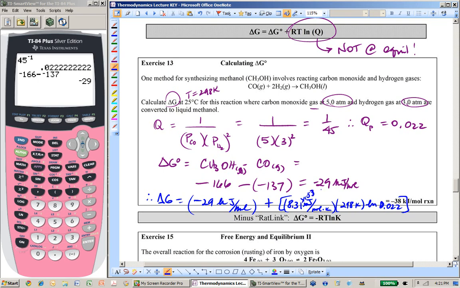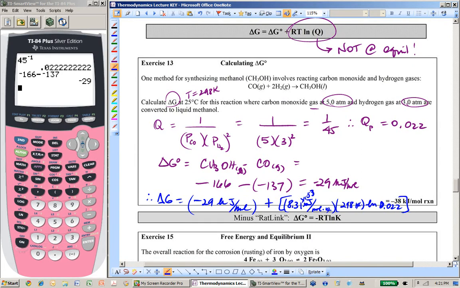Then my mole, my kelvins cancel, so I'm good with that. There's no point in using the calculator until I know my units work. Joules per mole, kilojoules per mole, added to kilojoules per mole. Okay, it's worth it now.